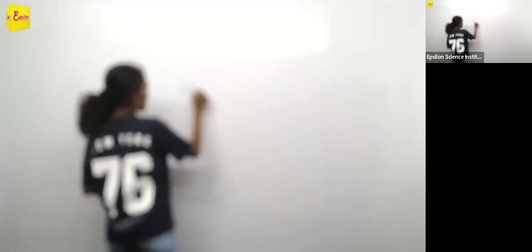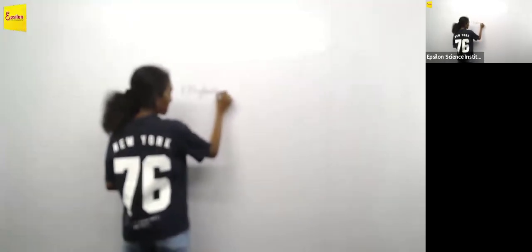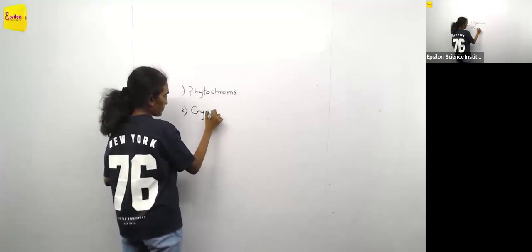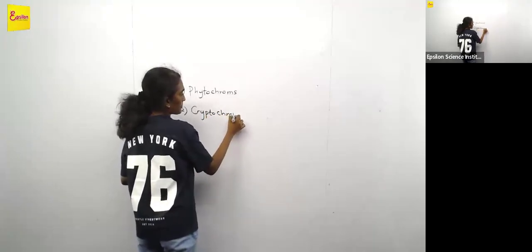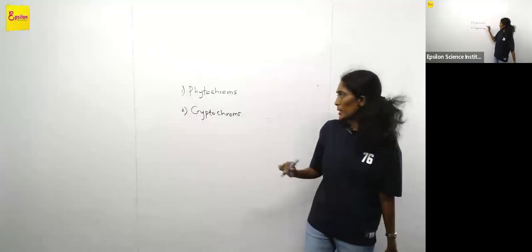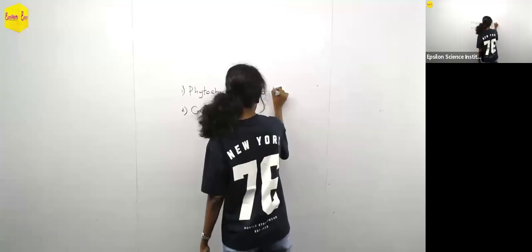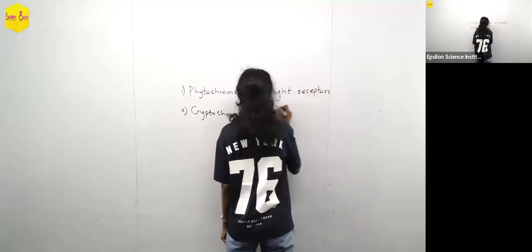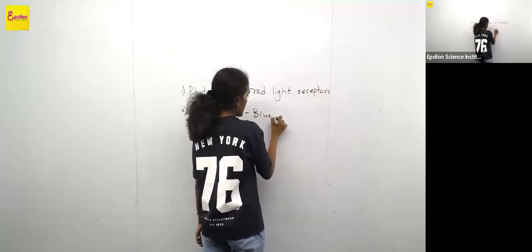So under this lesson, we are learning about two classes of photoreceptors in plants. One is phytochromes. The other one is cryptochromes. Phytochromes are red light receptors. Cryptochromes are blue light receptors.